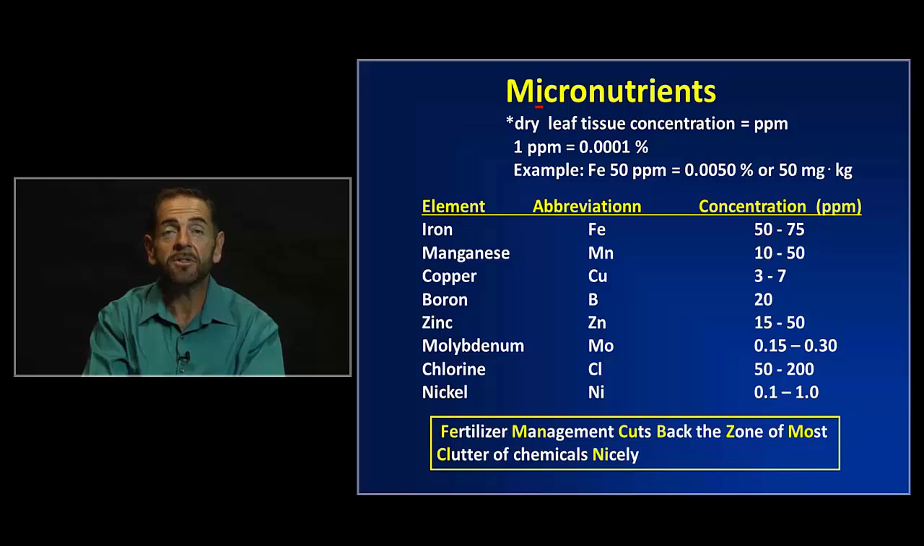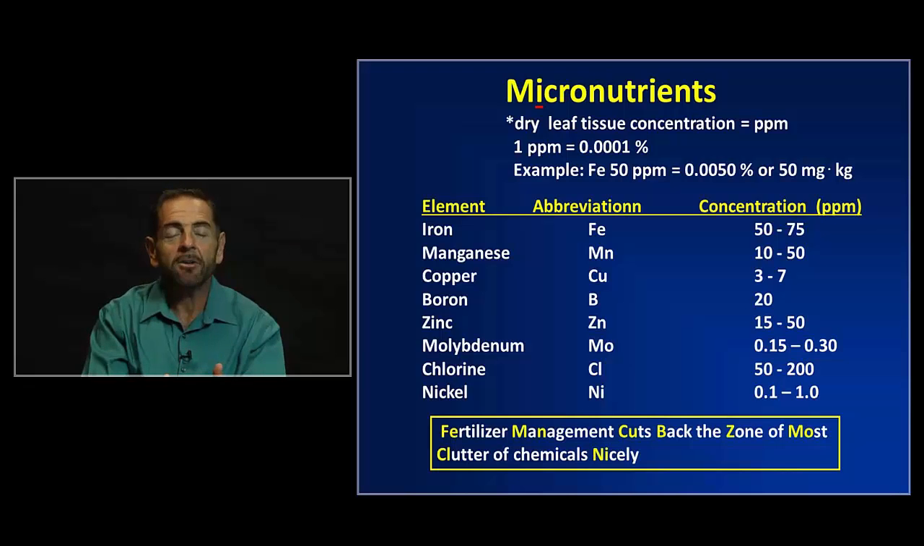Iron is usually in the range of 50 to 75 parts per million. Manganese about 10 to 50 parts per million. Copper 3 to 7, very low. Boron 20. Zinc 15 to 50. Molybdenum 0.15 to 0.3 parts per million. Chlorine 50 to 200. And nickel 0.1 to 1.